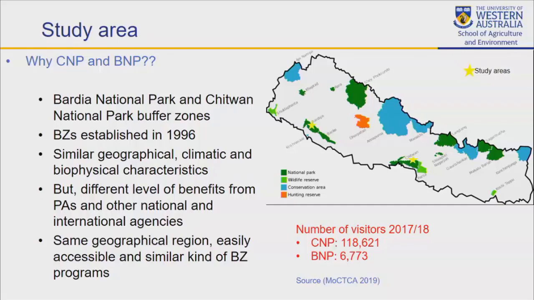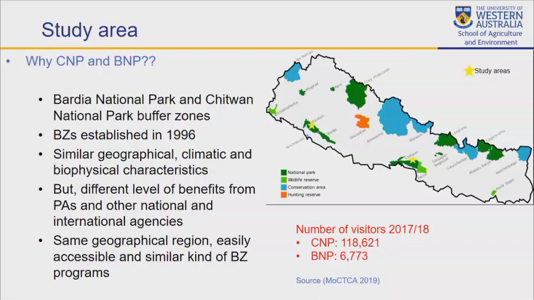But despite these similarities, these two protected areas have some major differences. Chitwan National Park is one of the most visited and highest revenue generating protected areas in Nepal. As a result, the amount of money that goes to the buffer zone communities to carry out different kinds of conservation and development activities is also quite high in Chitwan National Park. And also, since it is one of the oldest and pioneering national parks in Nepal, it has always received a lot of attention from government and other conservation and development organizations.